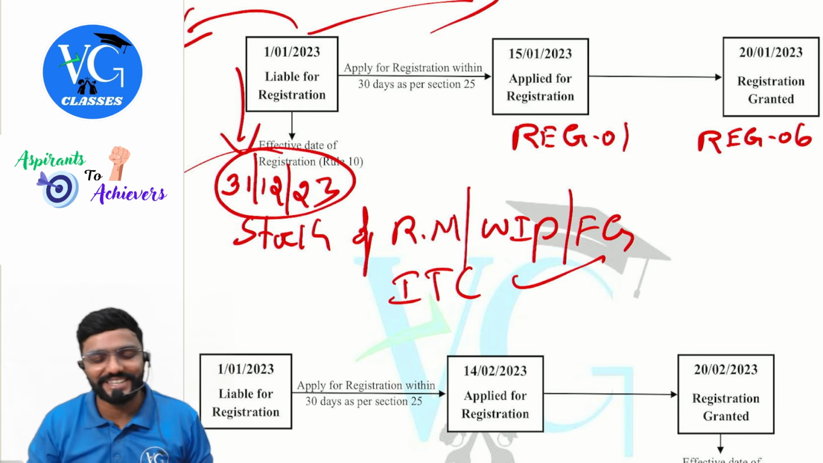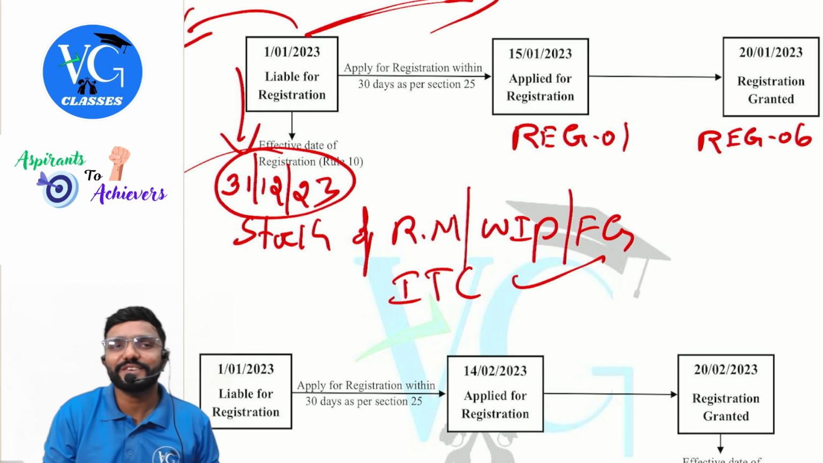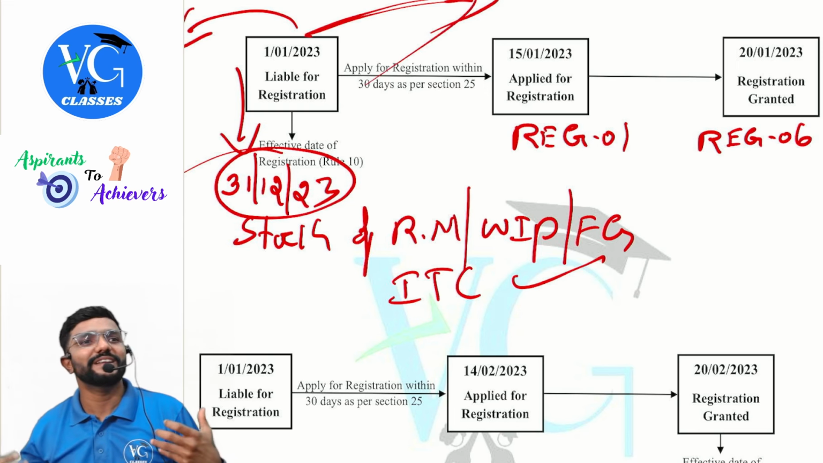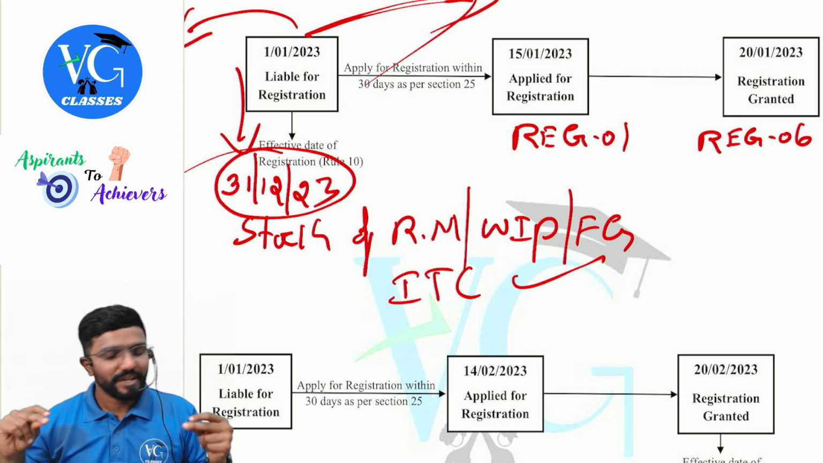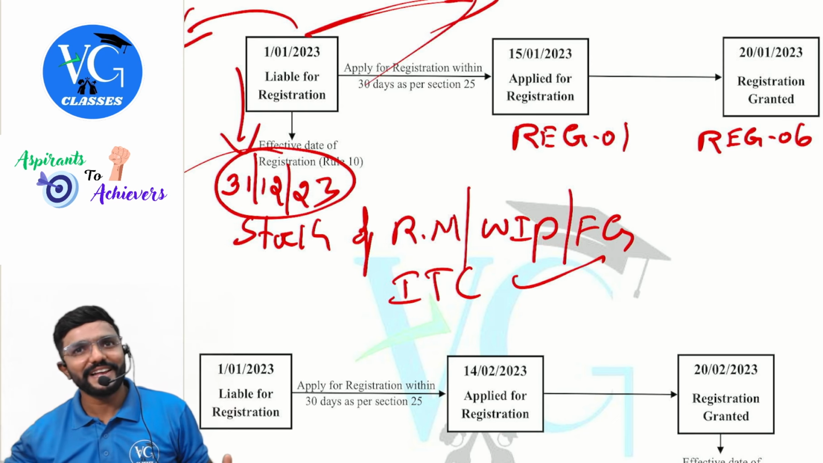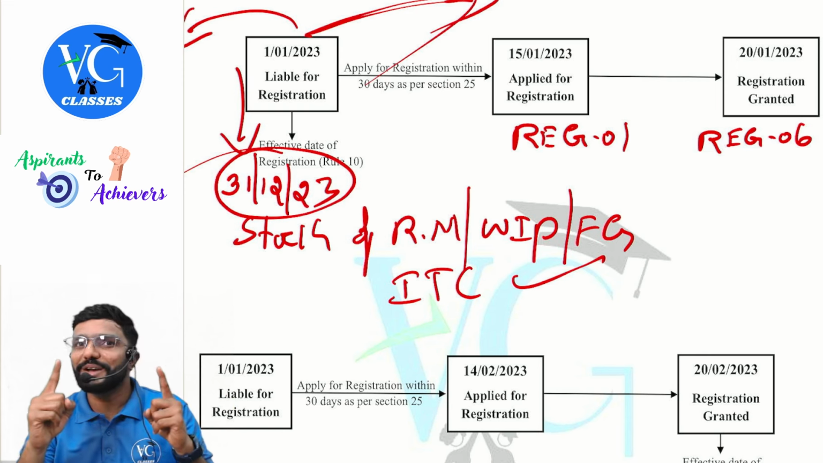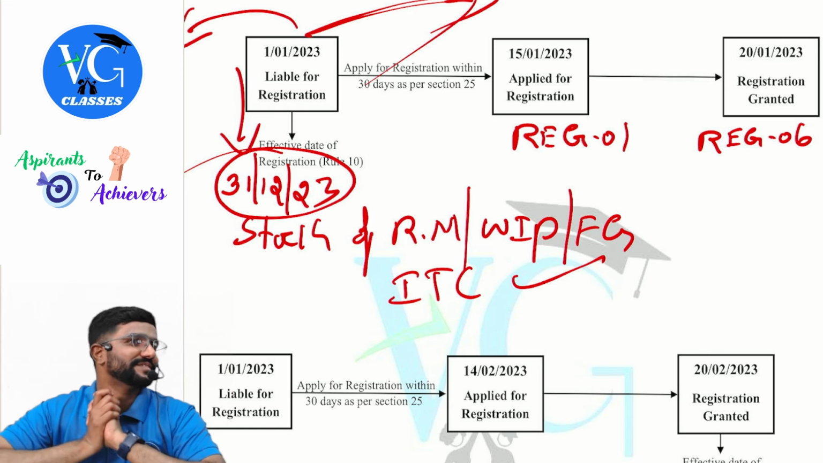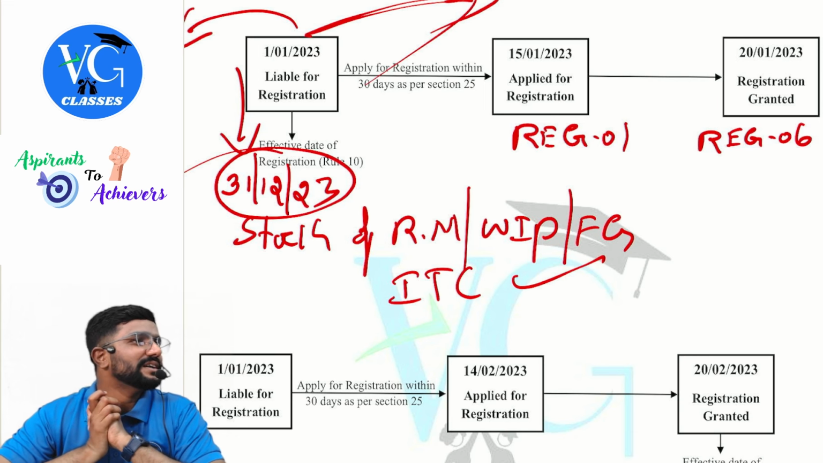Why? The simple logic is, when will you use it? On or after 1st January? If it is a raw material, you will use it in manufacturing, on or after 1st January. If it is finished goods, when will you sell it? On or after 1st January. You are liable to pay output tax? Yes. Can I claim the credit? Yes, I can claim the credit.